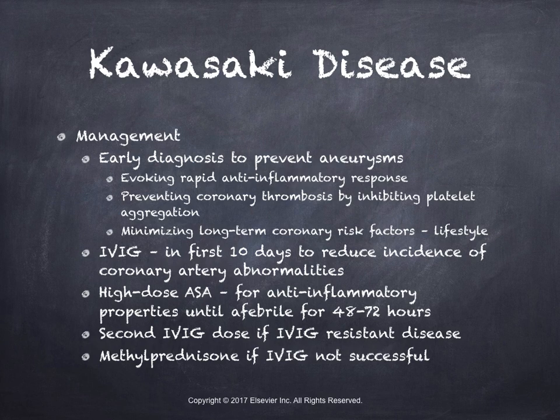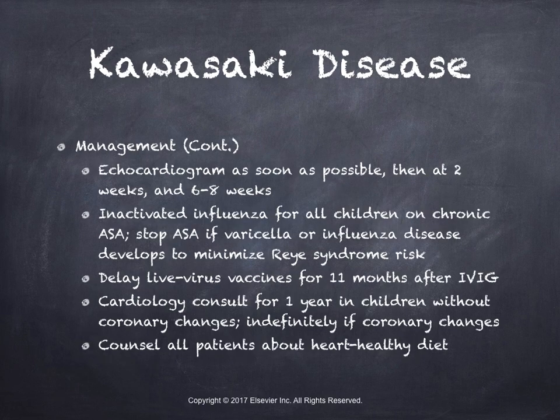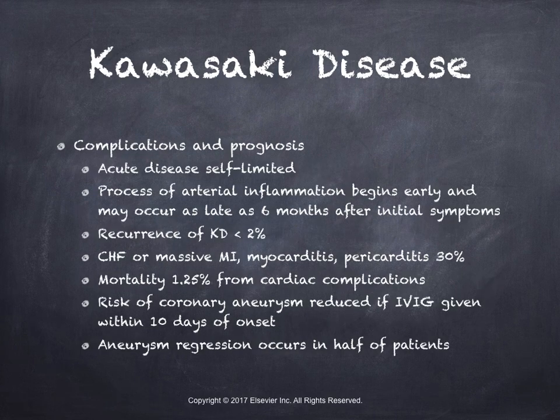So to prevent aneurysms and coronary thrombosis, they will be put on usually high-dose aspirin and IVIG, which also helps in reducing coronary artery abnormalities. Sometimes they will use steroids. Again, these children will be referred to cardiology. Follow-up will depend on whether the coronary complications persist or resolve.